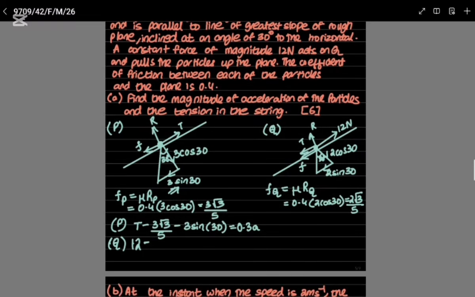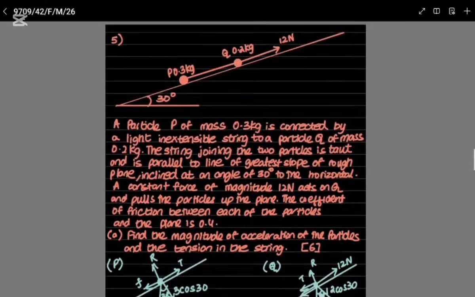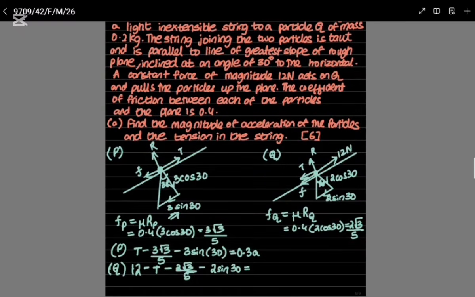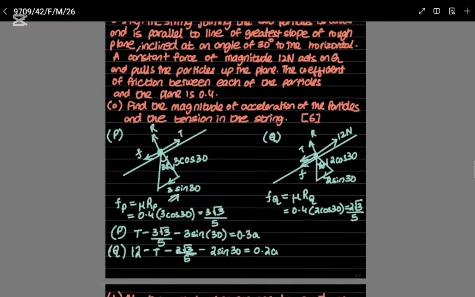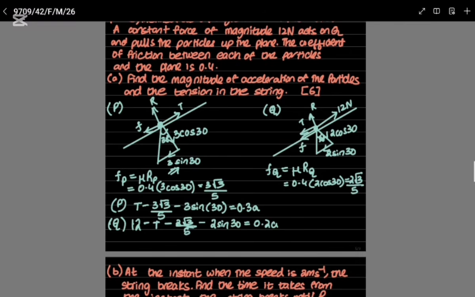We have three forces. Okay, minus tension, minus the frictional force, which is 2 root 3 over 5, and minus 2 sine 30, which is just 1. Let me write it again because some of you might get confused. 2 sine 30 is equal to mQ times a. What is the mass of Q? It's 0.2 into a. Now just add P plus Q.